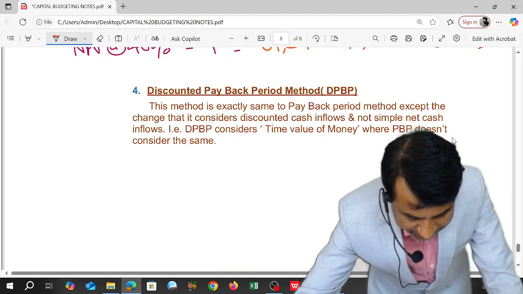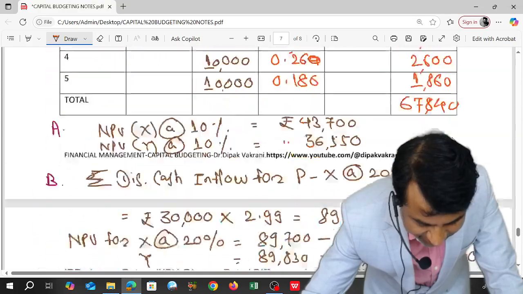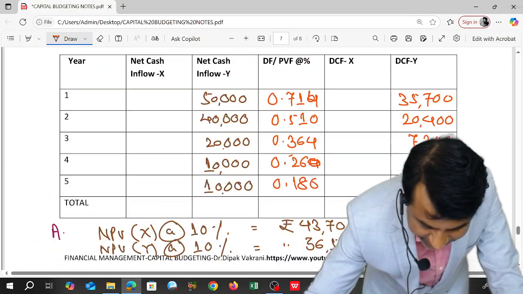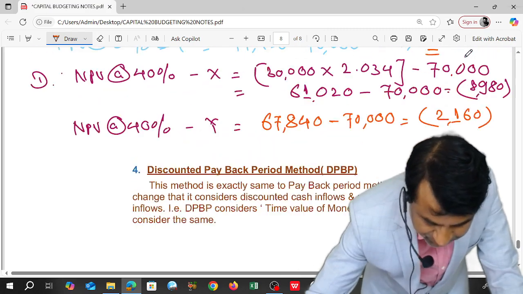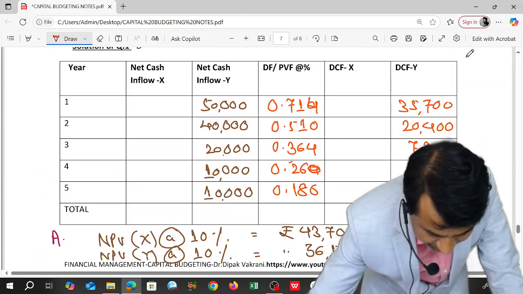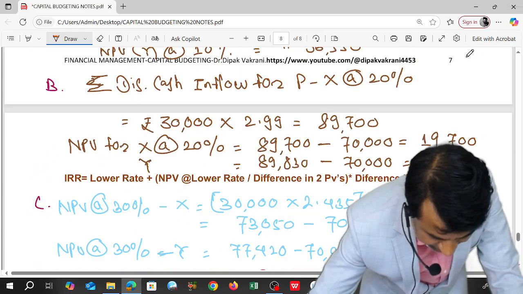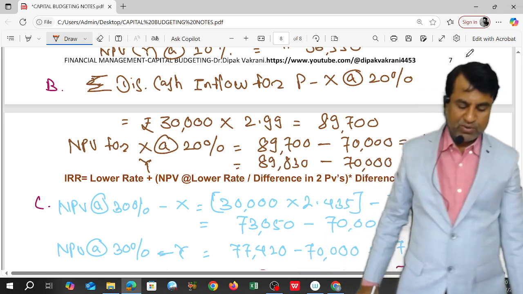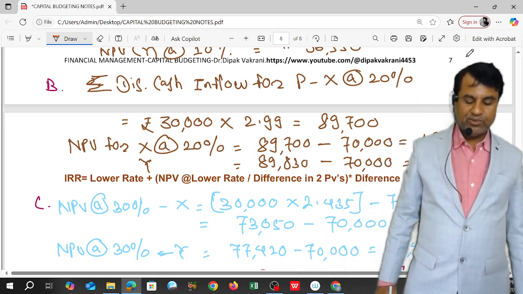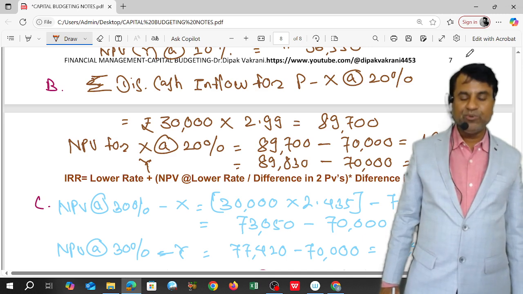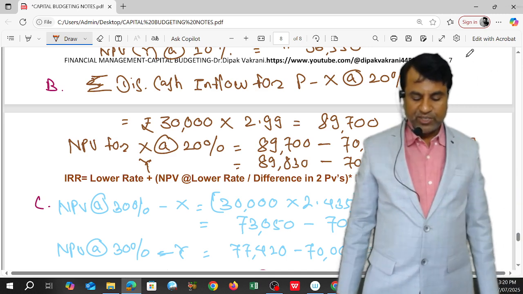Now let's go for IRR, my dear, and calculate IRR here. अभी यहाँ पे IRR निकाल लेते हैं. तो IRR कैसे निकालना है, x का और y का. The formula is given here. यहाँ पे फॉर्मूला दिया है आपको IRR के लिए. ये देखिए क्या फॉर्मूला है. लोअर रेट प्लस NPV at lower rate divided by difference in two present values into difference in two rates.